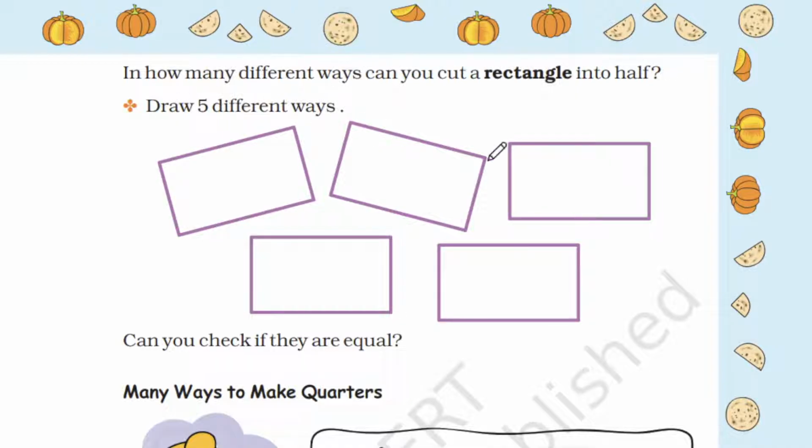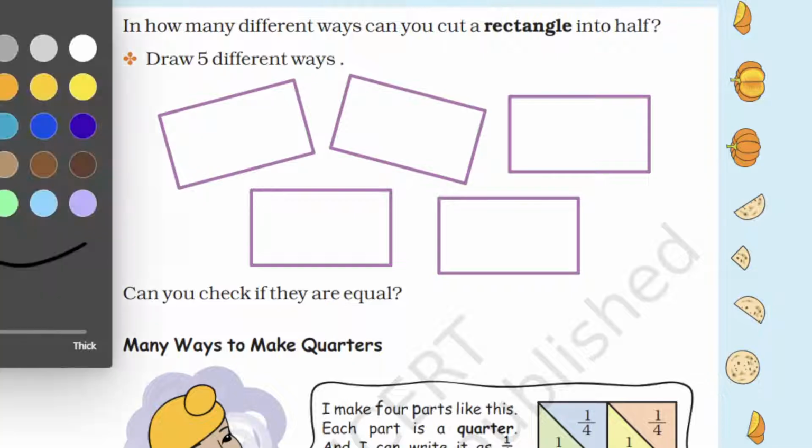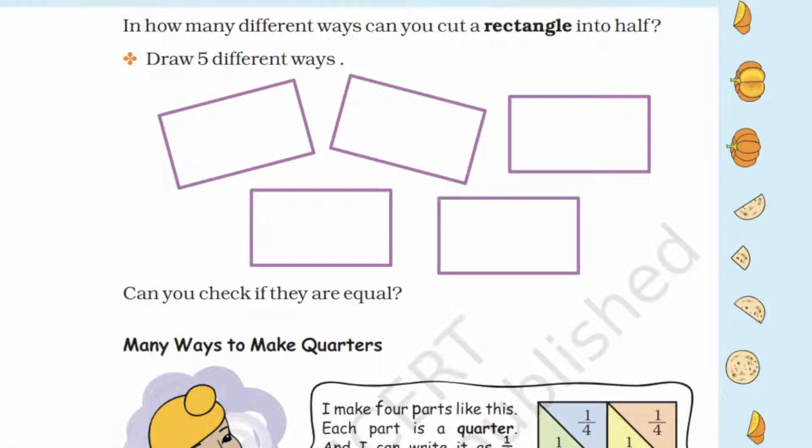Alright. Next. In how many different ways can you cut a triangle into half? Draw 5 different ways. Okay, so easily you can do it. I told you one way. This is like this way you can cut into two different halves. Students, if you have a scale, please use a scale. I'm using an online pencil, so it is very difficult to make an equal line. So you can cut like this, or you can even cut like this centrally, or you can even make this half or this half.